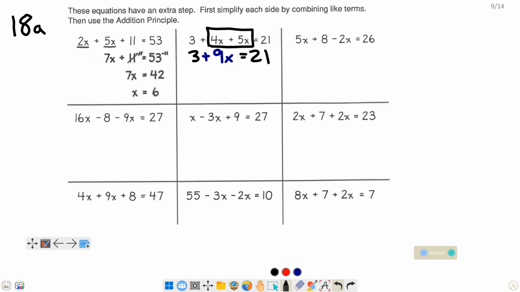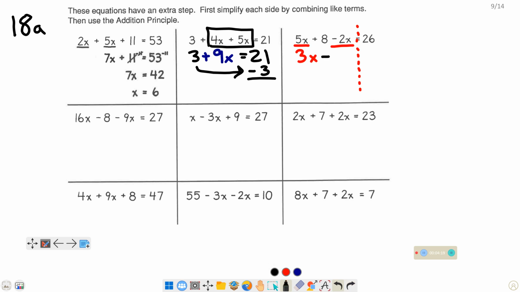And then I can go through my steps and side-side flip, and then a regroup and solve. The other situation that we have on this page is going to be a zero pair. I want you to notice positive 5 and negative 2x. That's a zero pair. Notice, because they are on the same side of the equal sign, I am combining like terms by doing a zero pair. So 5 minus 2x is 3x.